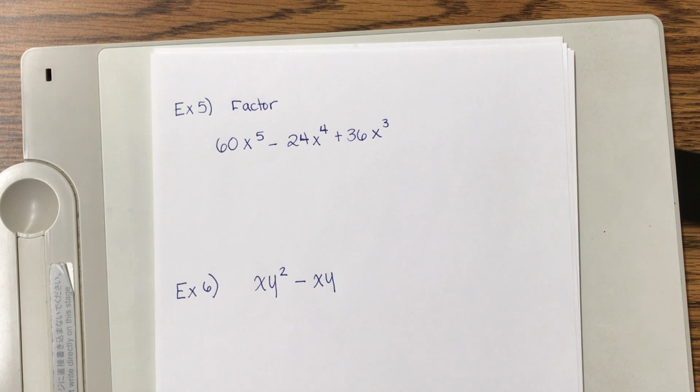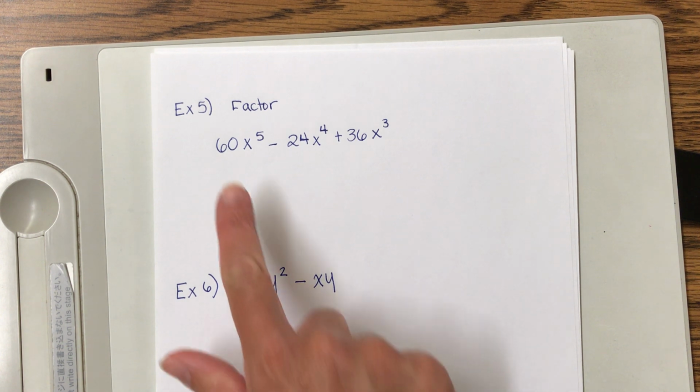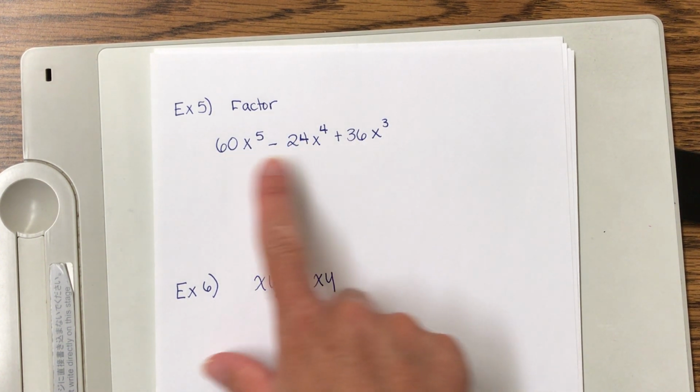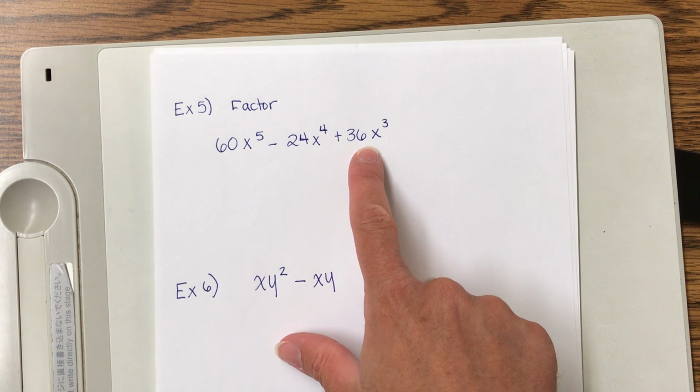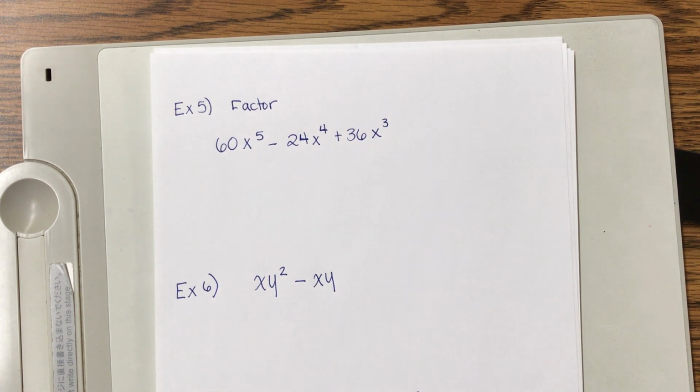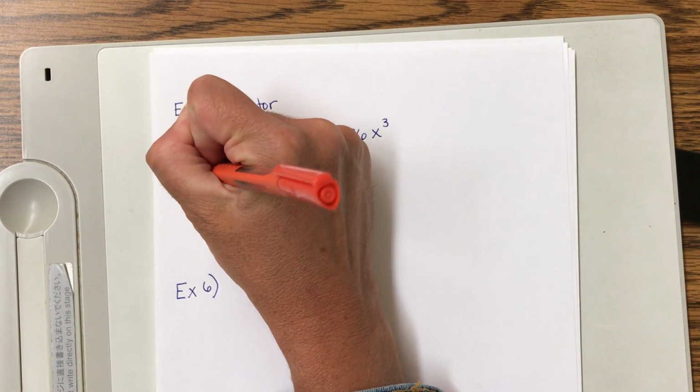So let's take a look at the first one here. So I have 60x to the 5th minus 24x to the 4th plus 36x to the 3rd. So I'm going to start with my numbers. I've got a 60, a 24, and a 36. So what goes into all 3 of those numbers evenly? Well, I'm looking and I think, oh, hey, maybe it's a 6. So I'm going to factor out a 6.